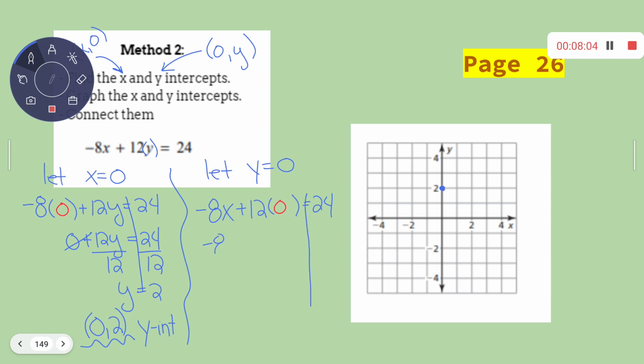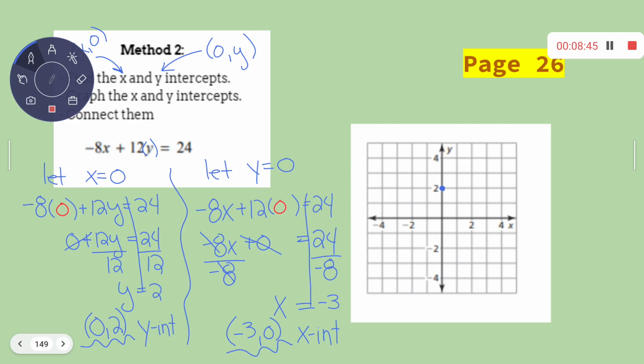So I have negative 8x plus 0 equals 24. Well, adding 0 doesn't do anything, so I'm just going to ignore that. Now, to get the x by itself, divide both sides by negative 8. Undo multiplication with division. Negative 8 divided by negative 8 is 1x, or just x, equals, watch your negatives, negative 3. So this coordinate point is x equals negative 3 and y equals 0. That is your x-intercept. You have an x value, and the y value is 0.